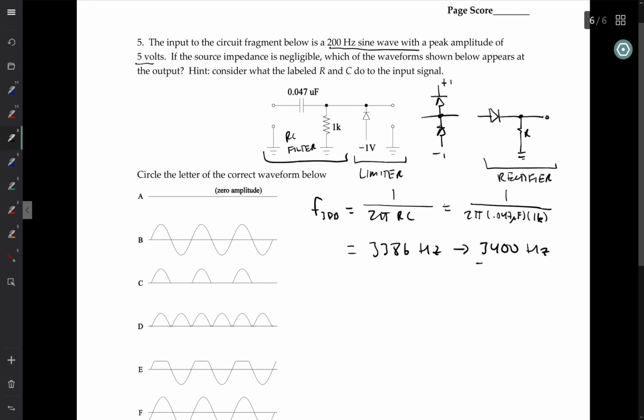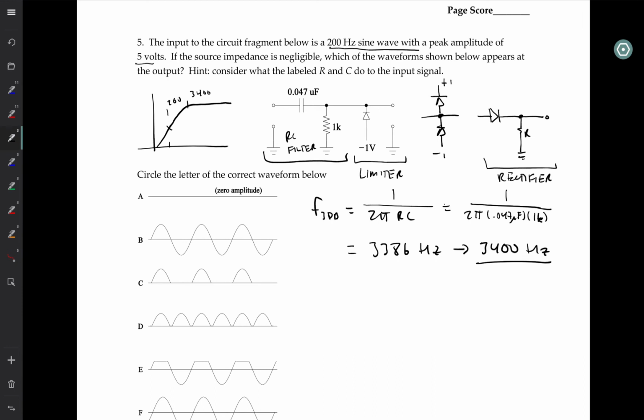So I've got a 3400 hertz high pass filter and I'm sending in a 200 hertz sine wave. I know right away it's likely to be attenuated. So if you remember what the Bode plot looks like, I've got something that looks like this. F3 dB is around 3400 and my sine wave is down here at around 200. So it's going to be cut off by quite a bit.